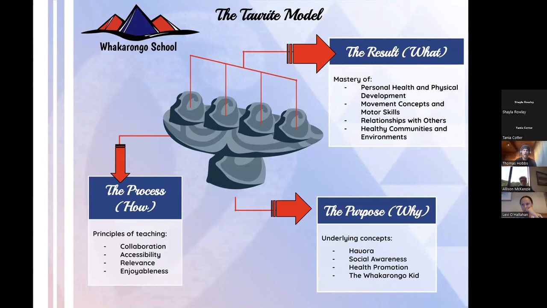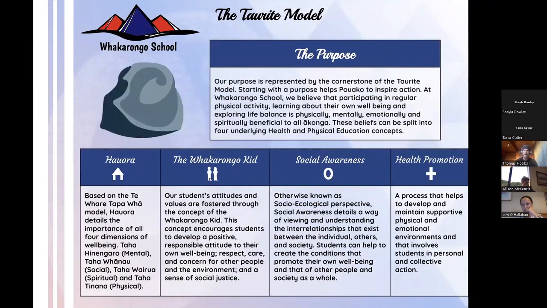So our purpose was represented by the cornerstone. The supporting stone, starting with the purpose, helps our ākonga to inspire action, to be agents of change. And at Whakarongo School, we believe that participating in regular physical activity, learning about their own well-being, and exploring life balance is physically, mentally, emotionally, and spiritually beneficial to all ākonga. These beliefs can be split into the four underlying health and physical education concepts.